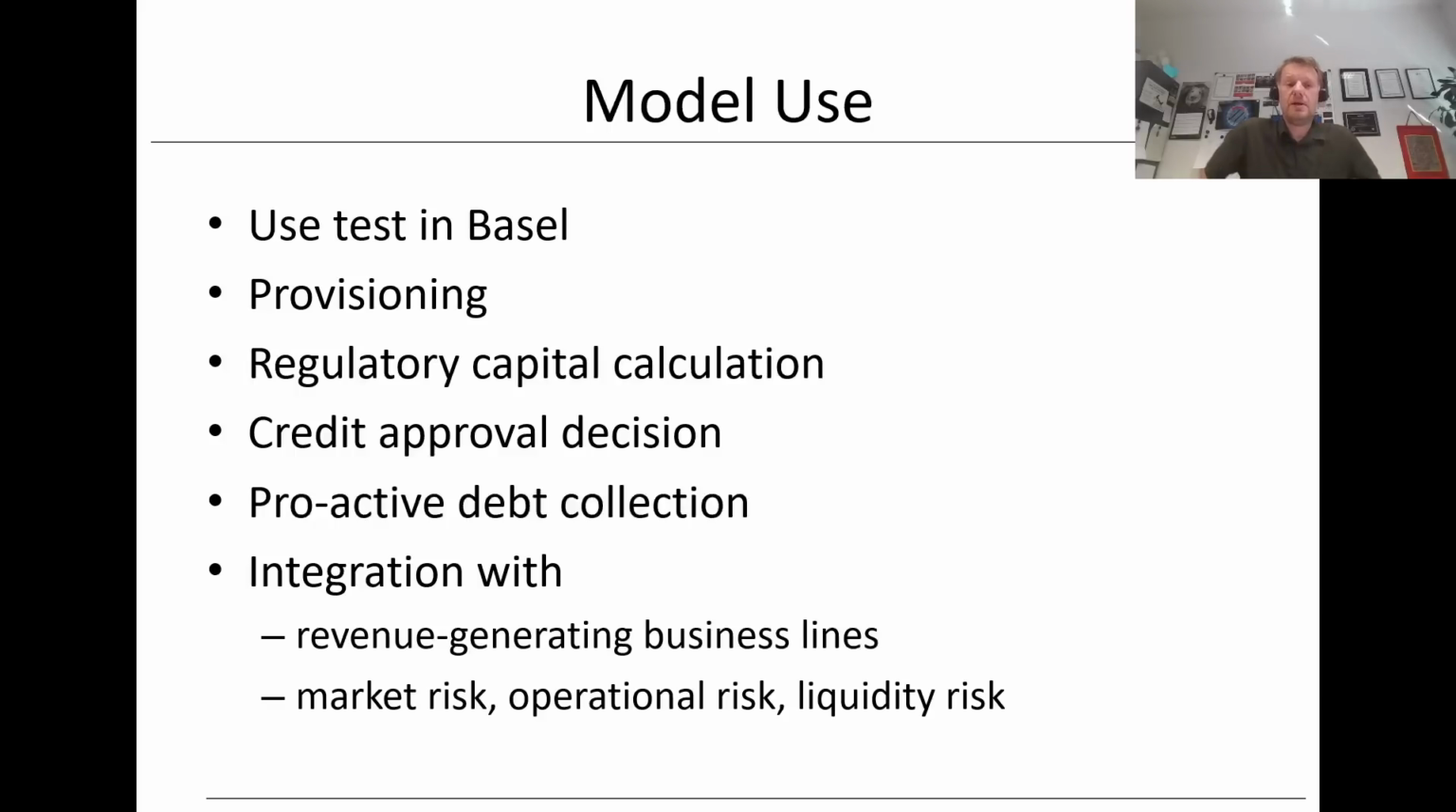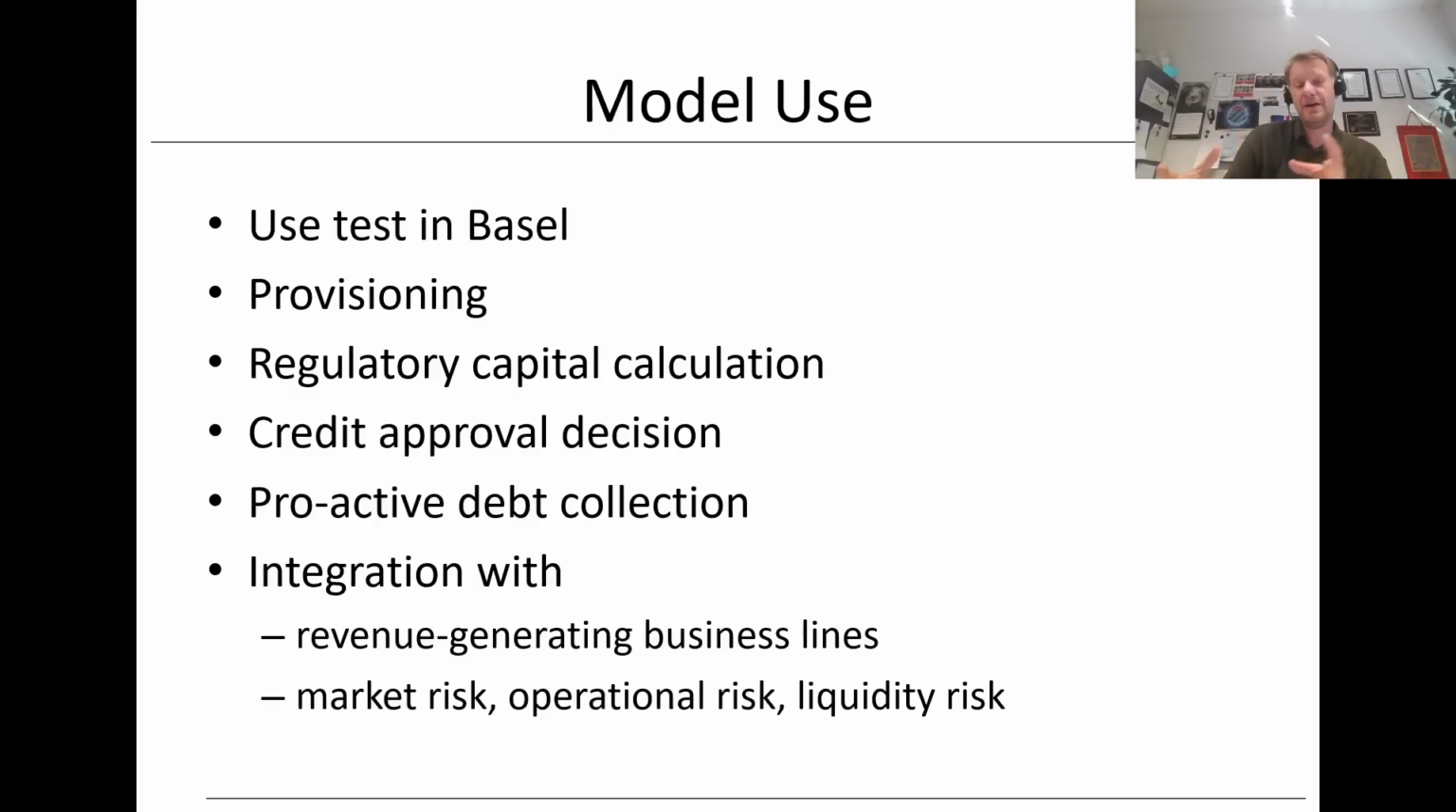Which brings us to the deployment, and here the model use comes in as very important. That pretty much relates to the use test in Basel. The use test in Basel says that it's important that credit risk models are being used consistently and pretty comprehensively throughout the entire firm. So not only for credit risk modeling, but also in the revenue generating business lines. So it's very important that credit risk models are being used for pricing, also for provisioning, calculating expected loss, for regulatory or economic capital calculation, for making credit approval decisions.